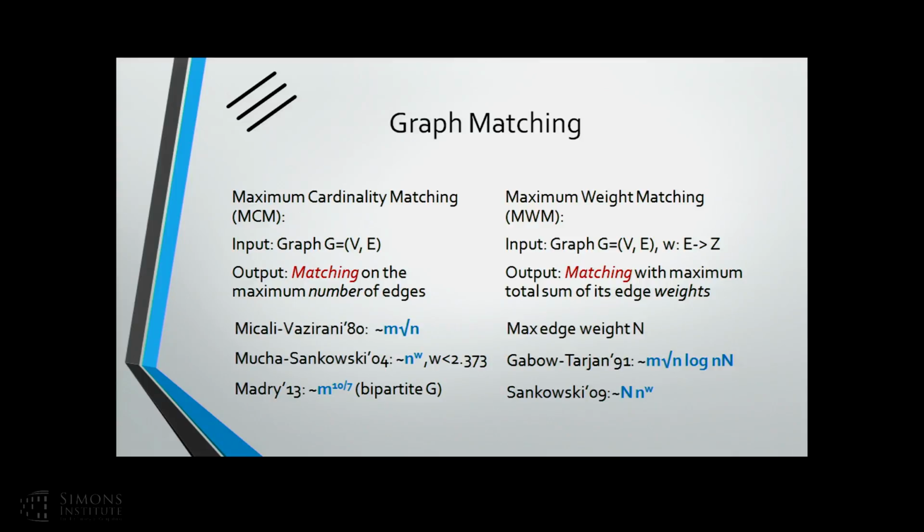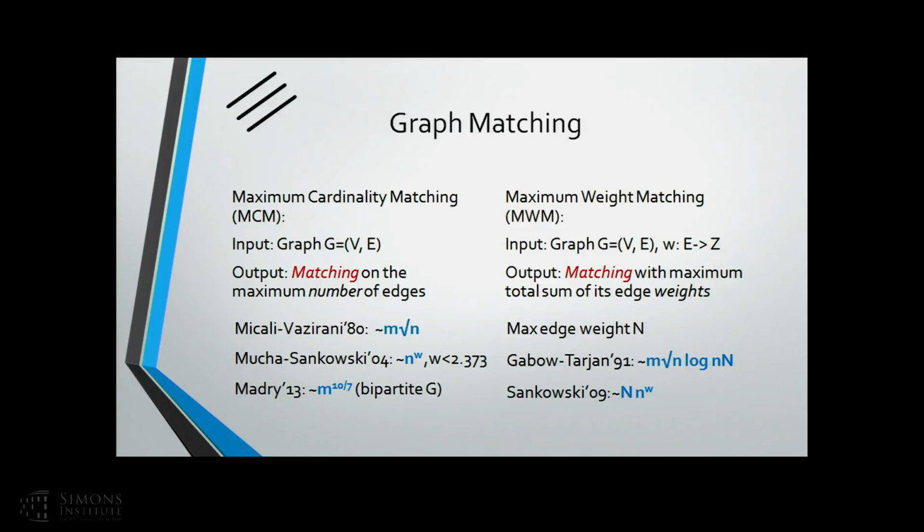Now, we have these classical algorithms that have gotten better and better. For the maximum cardinality matching, we have an algorithm that runs in m root n time, and also in n to the omega, where omega is the matrix multiplication exponent. And for bipartite graphs, we have even faster algorithms. For the weighted case, it's a little bit more complicated. Here we also have a dependence on the maximum edge weight, which I'll denote by capital N in this talk.